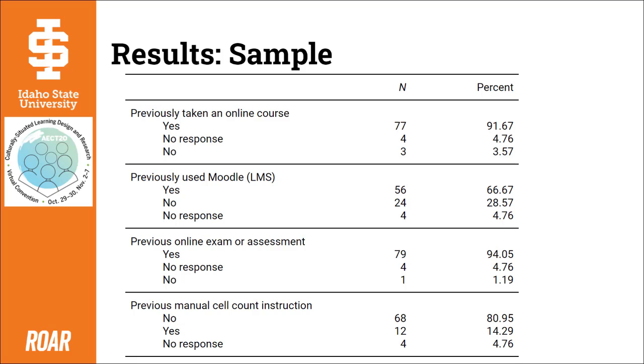2/3 of the group had previously used Moodle, which is the institution's learning management system. And an even greater margin, 79 or 94%, had experienced taking an online exam or assessment of some type. We also wanted to know if they had previous manual cell counting instruction. 81% did not, 14% did.